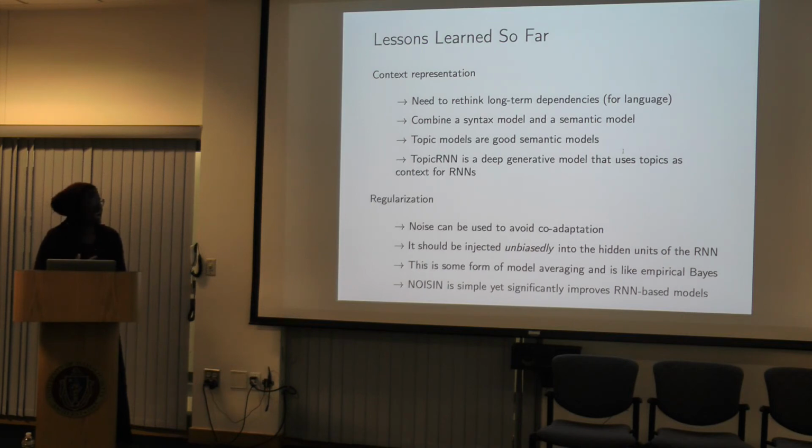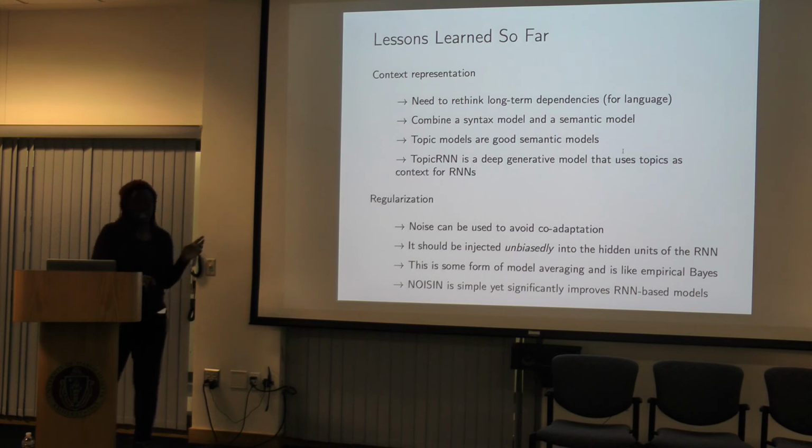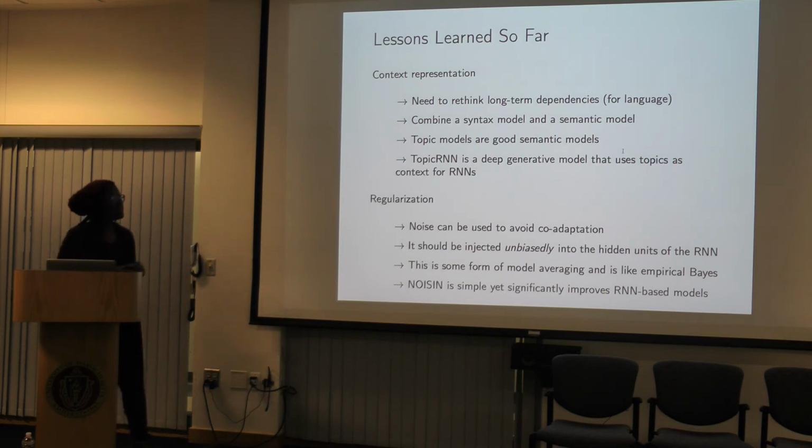So let me just summarize what we have learned so far. We have learned that RNNs have a lot of issues, but they're great. They have a lot of issues, but the two main ones are in long-term dependencies, which has to do with context, and they also overfit, so we need to regularize them.